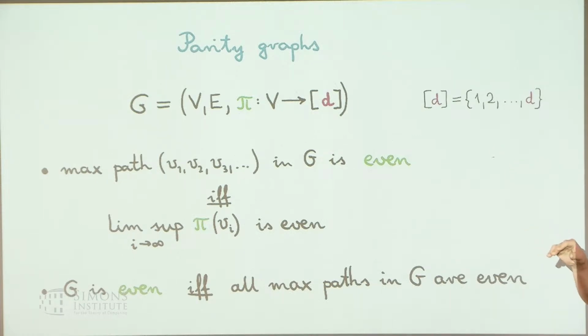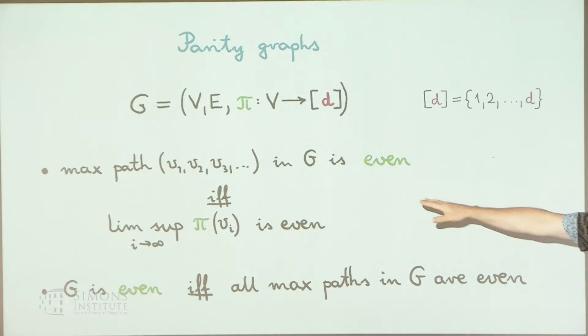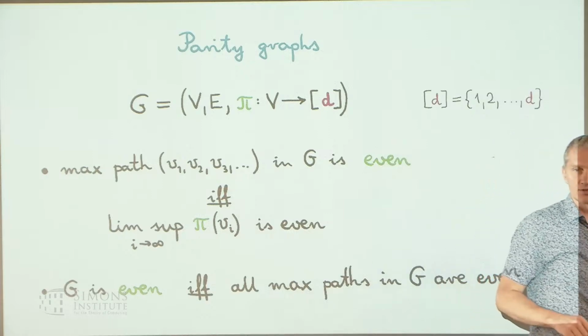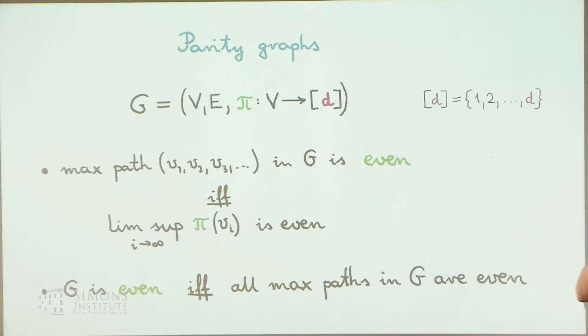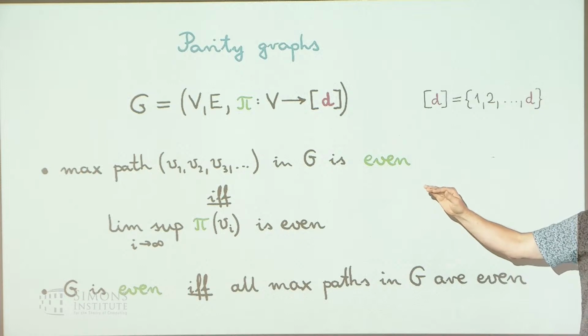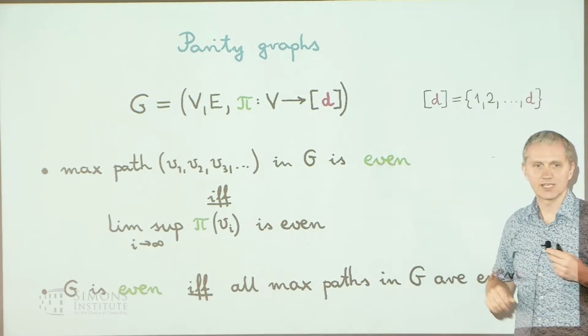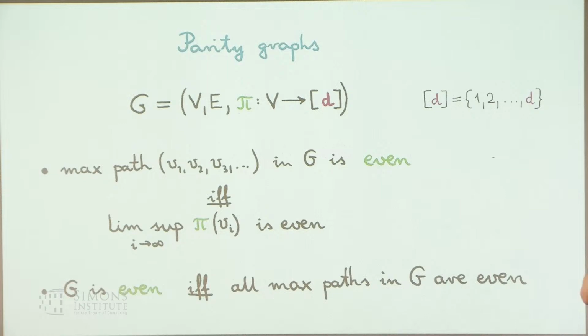But for simplicity and without loss of generality, I will assume that from every vertex there's at least one successor. It follows that all maximal paths in such graphs are infinite paths. I will say that a maximal path is good, or even, if the highest vertex priority that occurs on that path infinitely many times is even. If the highest vertex priority that occurs infinitely many times on that path is odd, it is bad. So even is good.